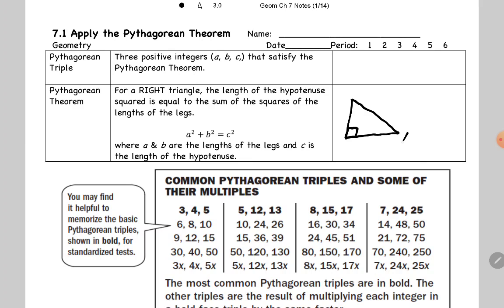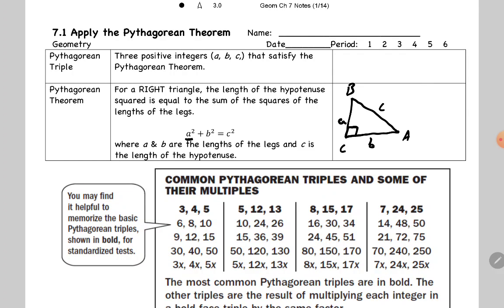And let's call this A, B, C, little a, little b, little c. So the lowercase a, b, c represent the lengths of those sides, and the vertexes are the capital letters. For a right triangle, the length of the hypotenuse squared is equal to the sum of the squares of the lengths of the legs. So a famous equation that you probably hear a lot: a squared plus b squared equals c squared.